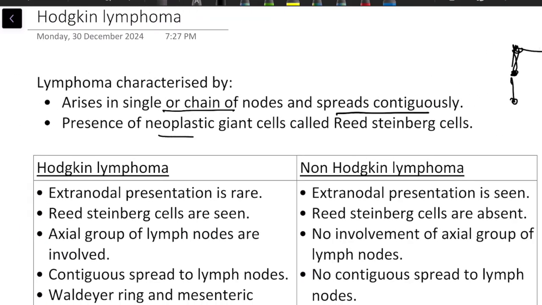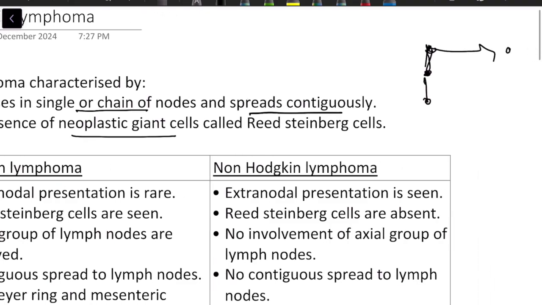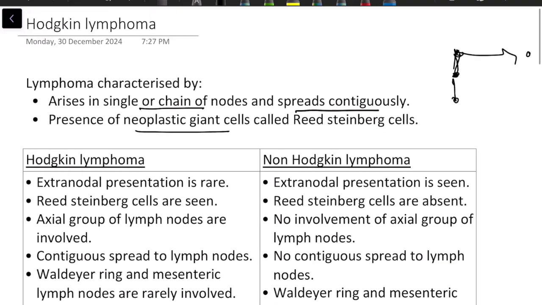And also there is the presence of neoplastic giant cells called the Reed-Sternberg cells. These are the characteristic Reed-Sternberg cells which are seen in Hodgkin's lymphoma, and they are not seen in any other lymphoma. All the other lymphomas which I was talking about in my previous videos belong to non-Hodgkin lymphoma, but Hodgkin lymphoma, because of the presence of these Reed-Sternberg cells and some special characteristics, has been grouped into another class.